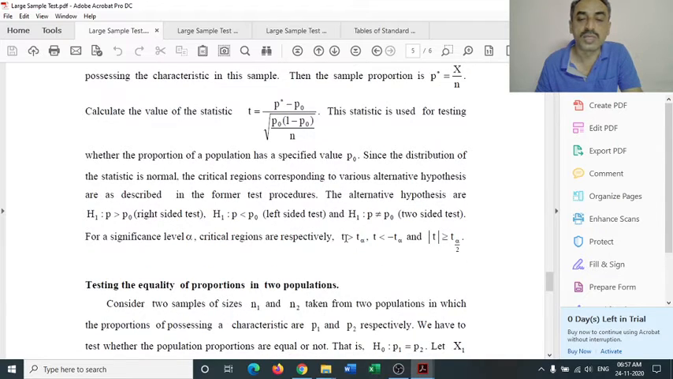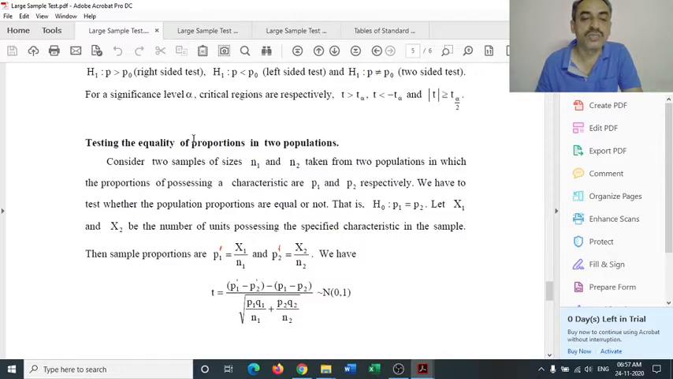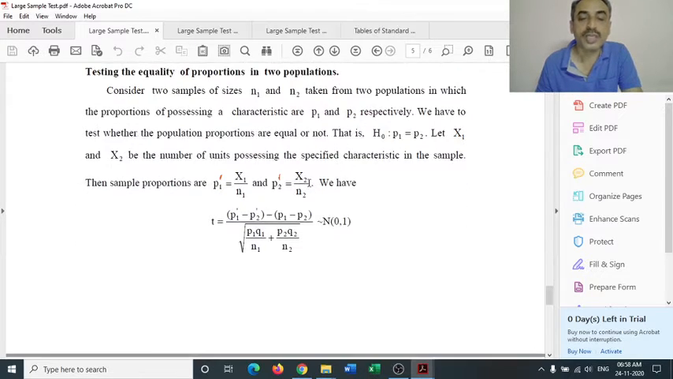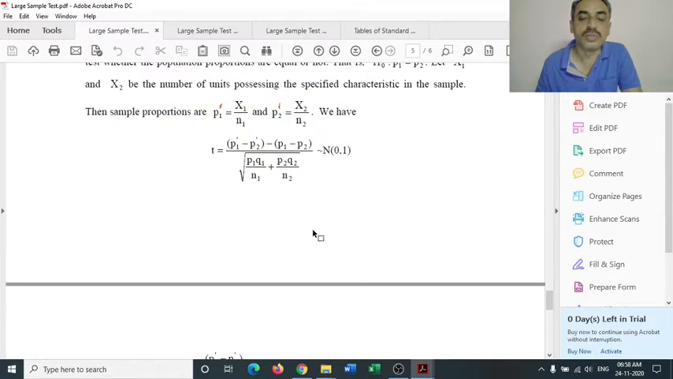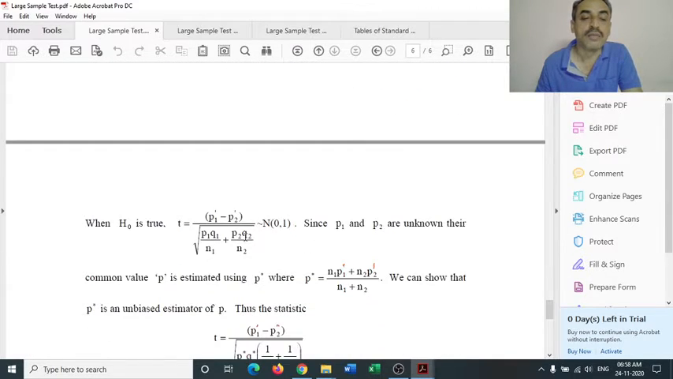So the construction of critical regions is exactly similar to the former case. Next is the test for equality of two population proportions. Here we have two sample proportions p1 dash and p2 dash. This is the proportion of the first sample, and this is the proportion of the second sample. Now this is the statistic used to test the hypothesis when H0 is true. Yes, here comes the exact equation of the statistic used to test equality of two population proportions.